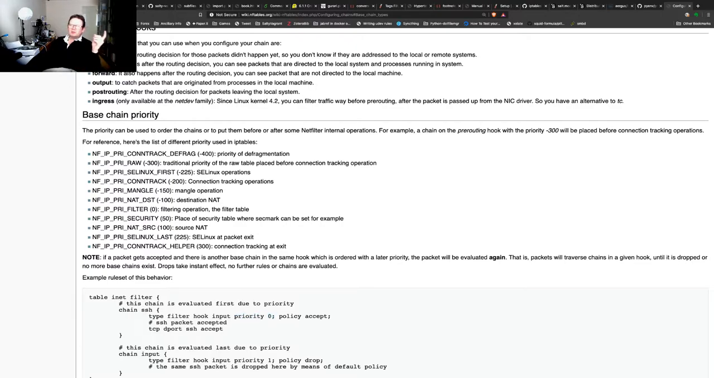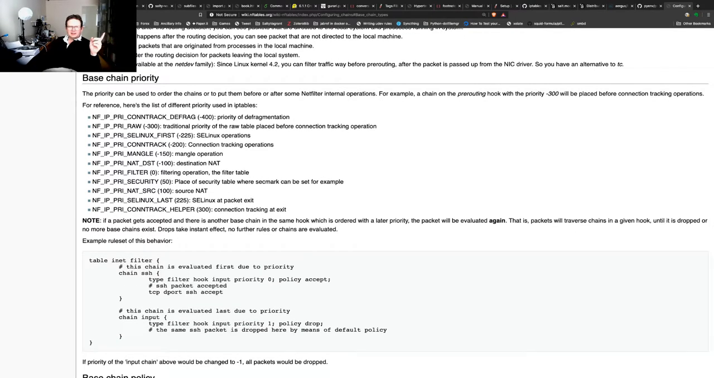If you remember when we touched on these tables a while ago, we said that all the chains within a table are basically applied to all chains that are attached to a particular hook. So we've got a filter chain that's attached to the input hook, and we've got another one down here, also attached to an input hook. All of those rules get run whenever that hook is reached. So the packet hits the input hook, and both the rules in this chain and the rules in this chain are going to be executed.